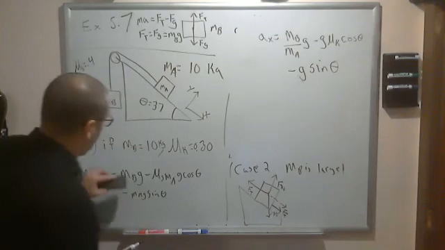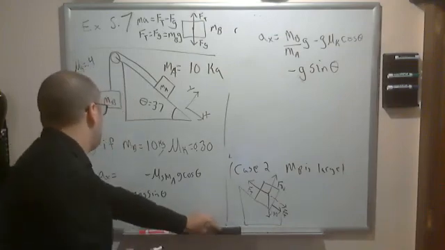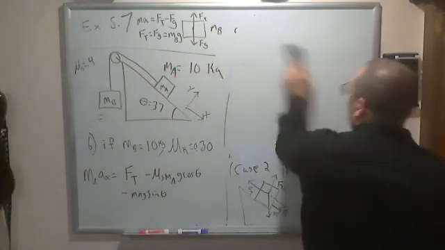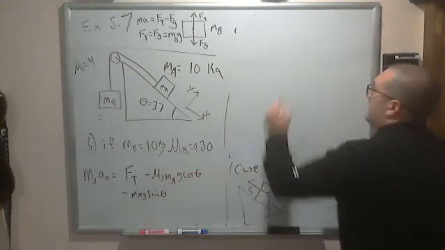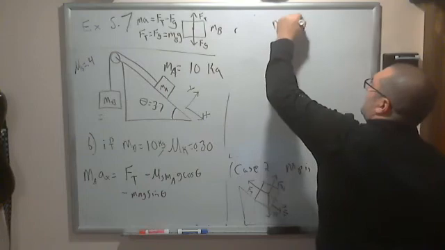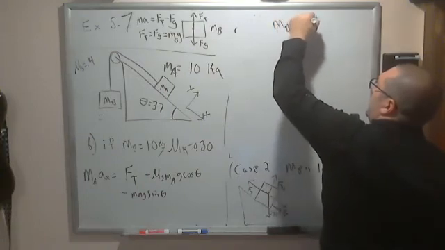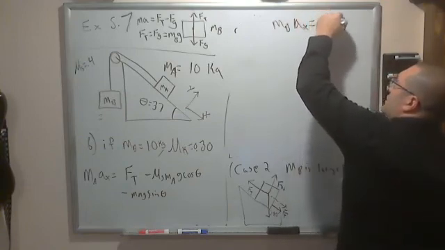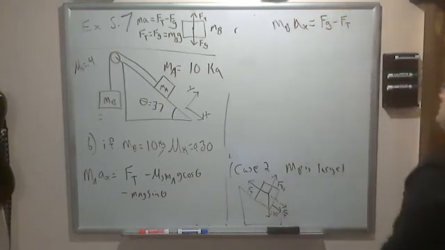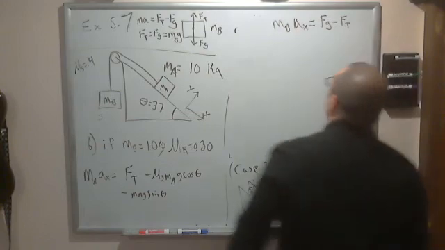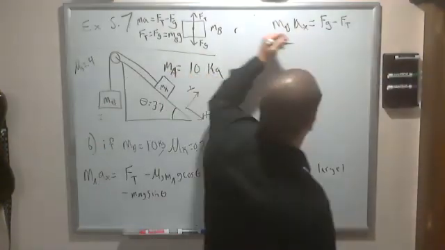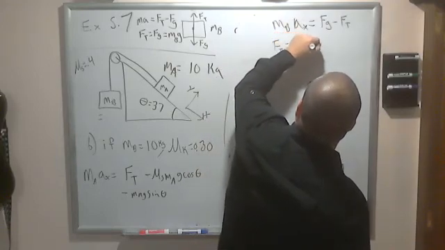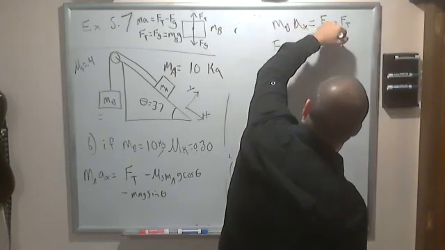Okay, so got to do the tension force. So this is equal to the tension force, because now it's moving, the tension force is not mg, right? It's ma_x with Fg minus Ft, all right? Now we find Ft to be Fg minus ma_x, right?